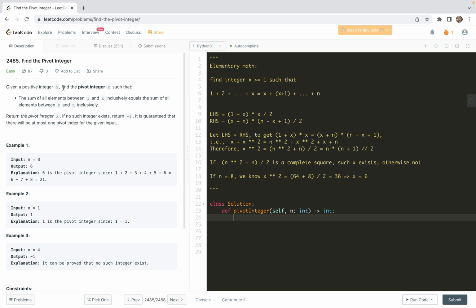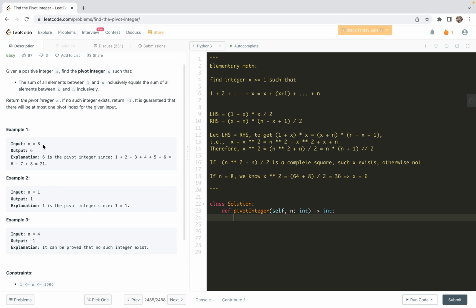Given a positive integer n, find the pivot integer x such that the sum of all elements between 1 and x inclusively equals the sum of all the elements between x and n inclusively. So return the pivot value x. If no such integer exists, return -1.